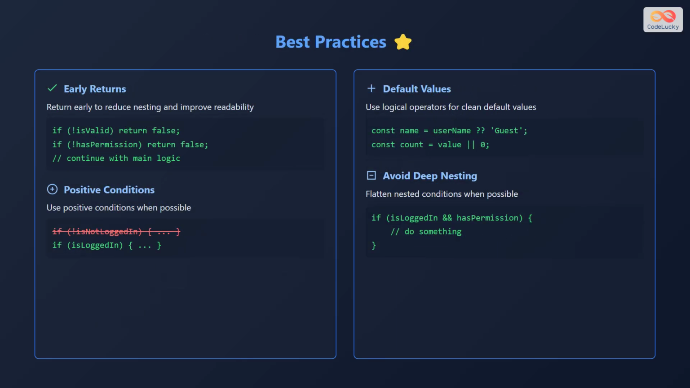Here are some best practices when using conditionals. Use early returns to reduce nesting and improve readability. It is also better to use positive conditions when possible. For default values, use logical operators for clean defaults. Also avoid deep nesting. Flatten nested conditions when possible to keep your code clean and readable.